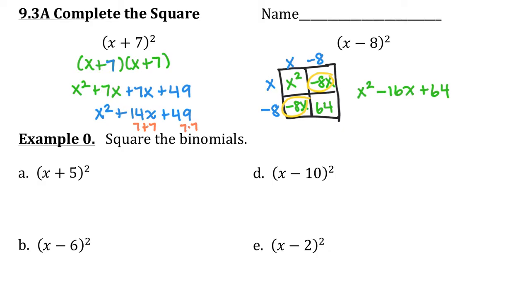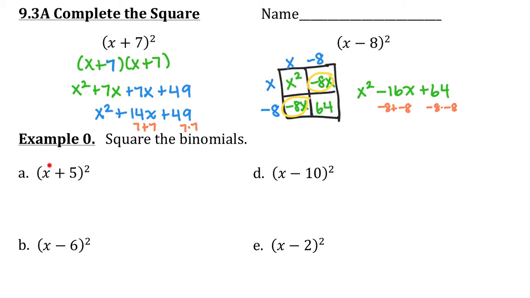Now let's look at the next one. This was x minus 8 squared. Now if I do minus 8 times minus 8, I get the last number. And if I do minus 8 plus minus 8, I get the middle number. So you can use this pattern to square binomials without doing the work. So let's look at this one.